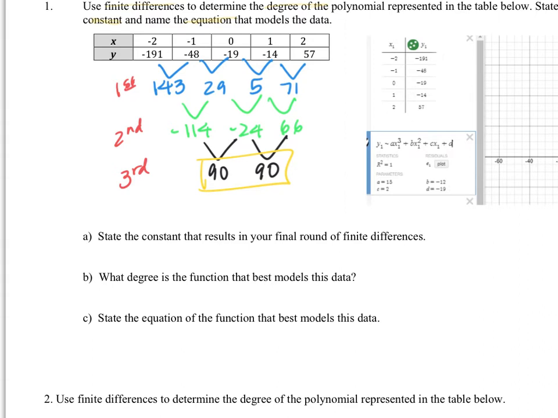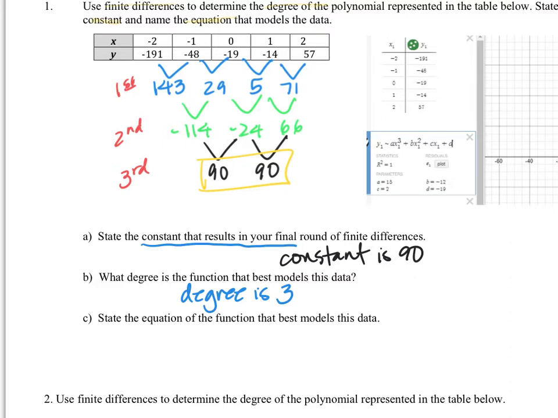So, next question. It says, state the constant that results in the final round. If you look at that constant at the end, the constant is 90, the ones where they are the same. And then we're looking at what is the degree. If you take a look at that third row, then we know the degree is 3.